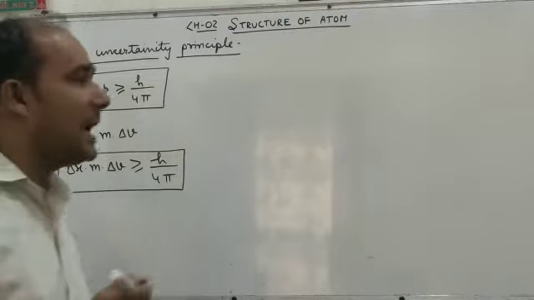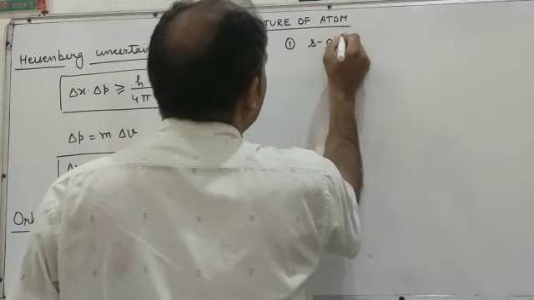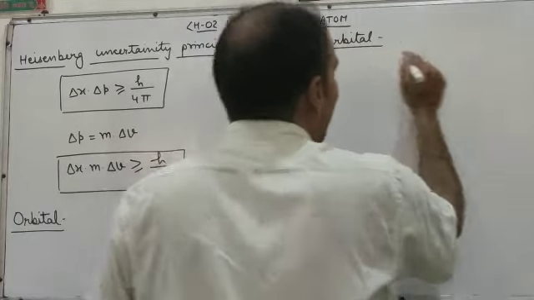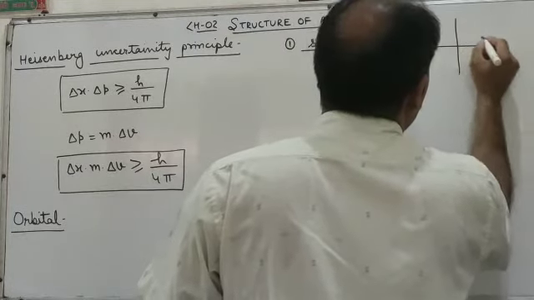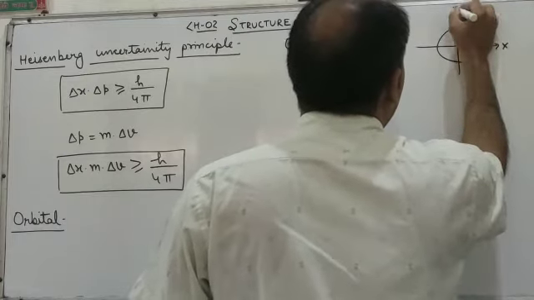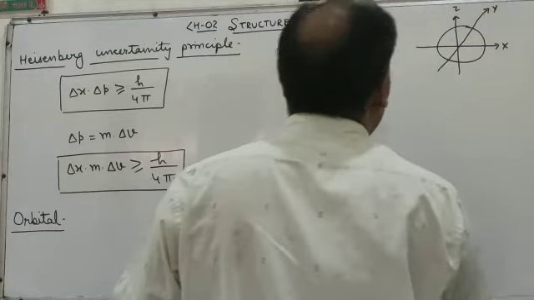In our course, there are 4 types of orbitals. Number first is the s orbital. S orbital is spherical in shape. It is non-directional, because it is symmetrical about the axis, in this manner.